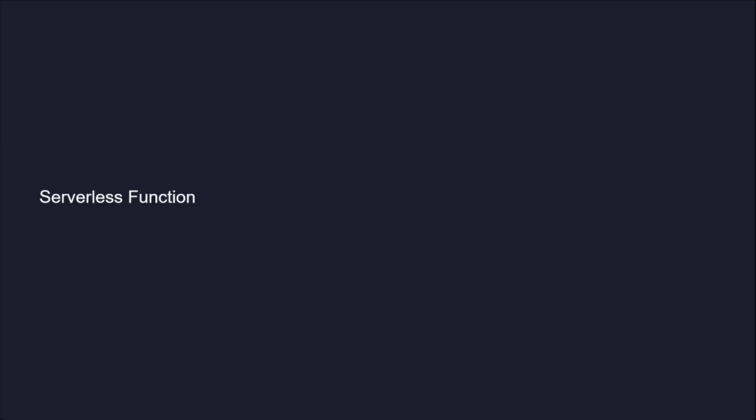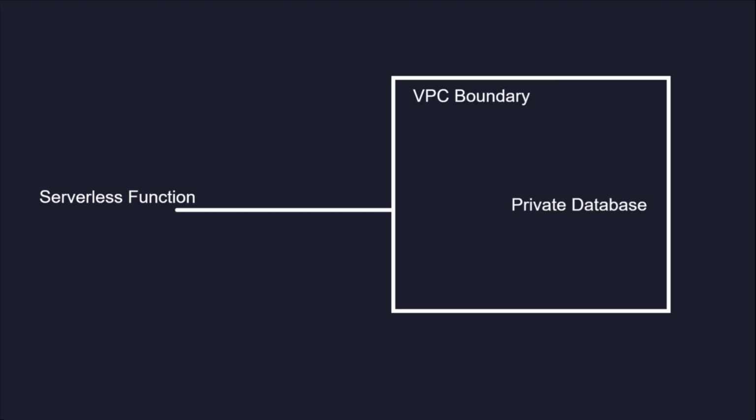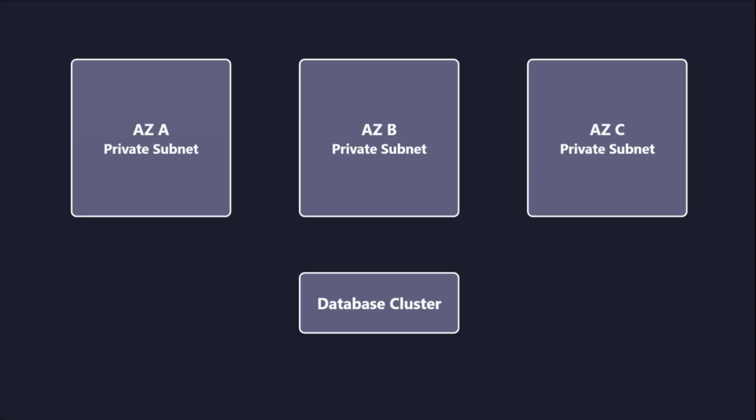By default, serverless functions run in a service-owned network separate from your data. To reach a private database, you must explicitly map your function to specific subnets and security groups within your own account environment. This creates a secure tunnel for sensitive traffic.